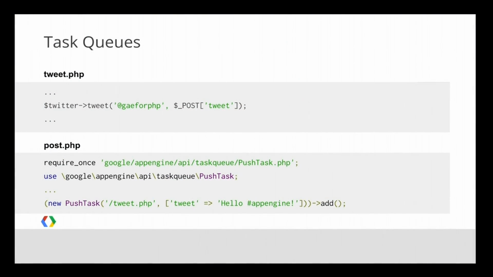Let's quickly look at some code that does that. Now, this is rather contrived code because we wanted to fit it on a slide, but I think from here you can get the idea. There's really only two steps. The first step is to create a task handler. This is just a normal PHP file, and all we've done inside this task handler is put the code that we would like to have executed asynchronously. In this case, it's the code that sends a tweet.